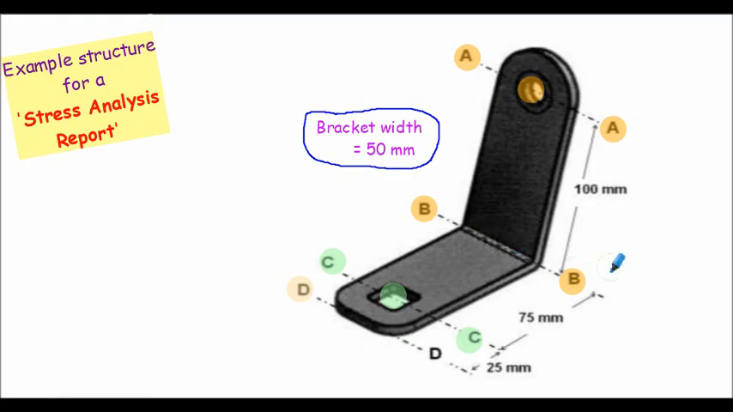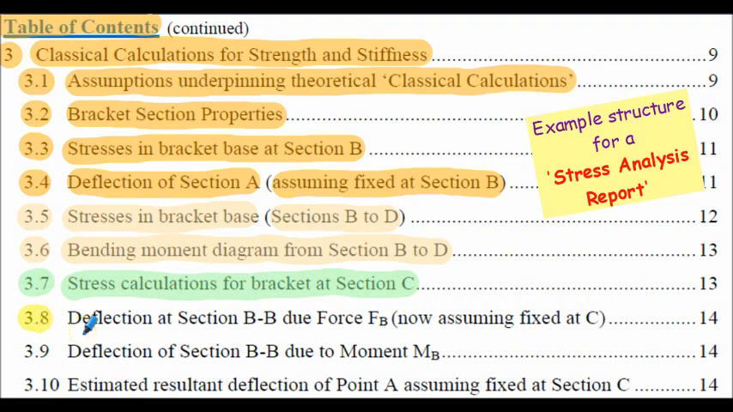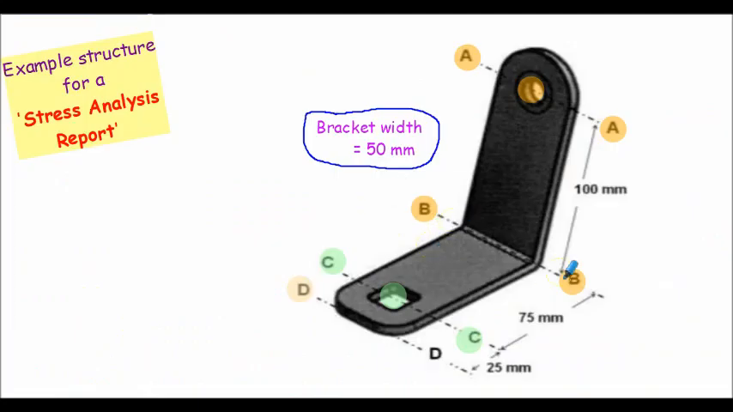the bracket. Subsection 3.8, we calculate the deflection, section BB, due to a force FB. This now assumes the bracket is fixed at section C. Now we're calculating deflection through here at BB, assuming the bracket is fully fixed at CC. Again, this is part of my idealisation, second cantilever beam here effectively.